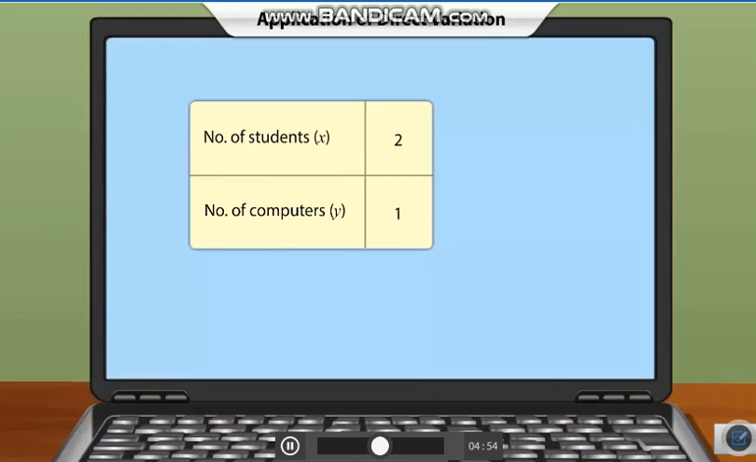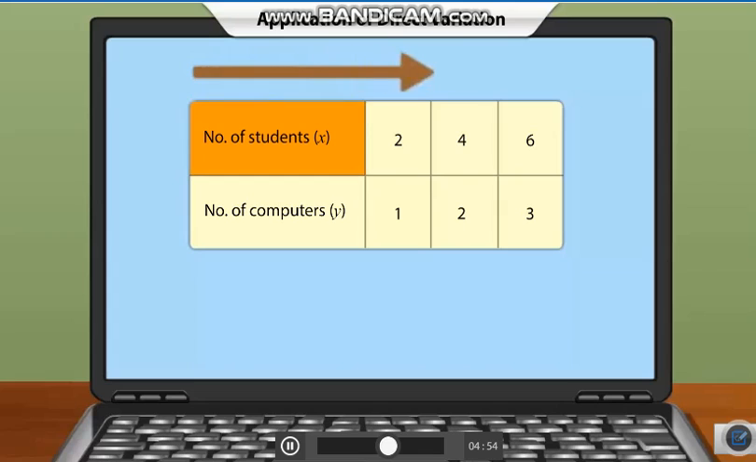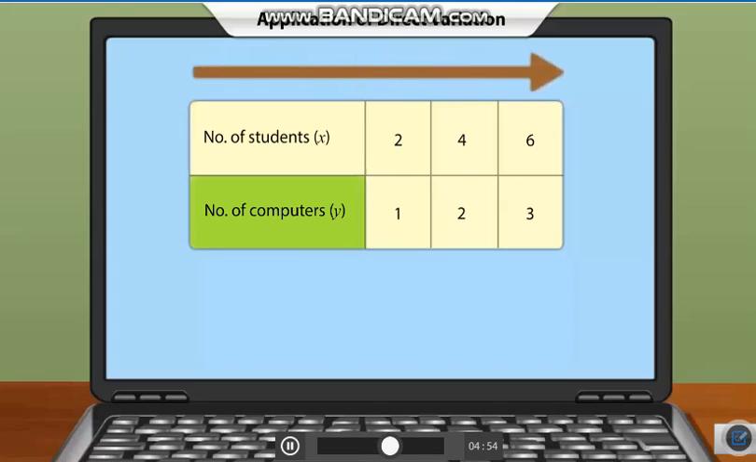How can Mr. Kapil calculate the number of computers required for 32 students? Since the school budget allows for 1 computer to be shared between 2 students, Mr. Kapil will need 2 computers for 4 students, 3 computers for 6 students, and so on. Looking at the table, we can see that when the number of students, x, increases, the number of computers, y, increases, and vice versa.